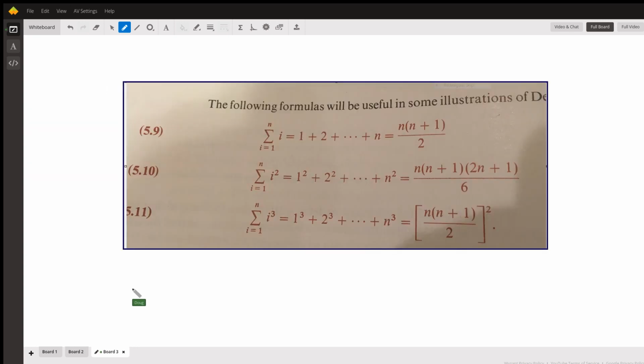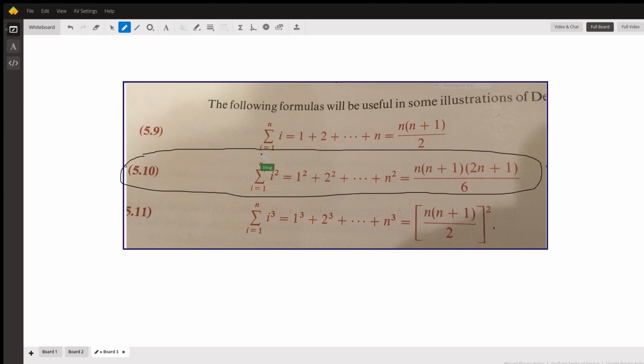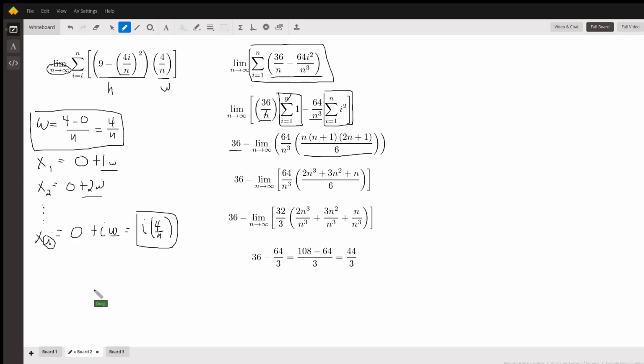Quickly go to board 3. There's where it comes from. It's a well-known formula for the sum of i squared. You can prove it with mathematical induction. Like if we said the sum from i equals 1 to 5 of i squared, we have 1 squared plus 2 squared plus 3 squared plus 4 squared plus 5 squared. If we added them all together, we could get that result by plugging 5 into this formula. So that's where that comes from.